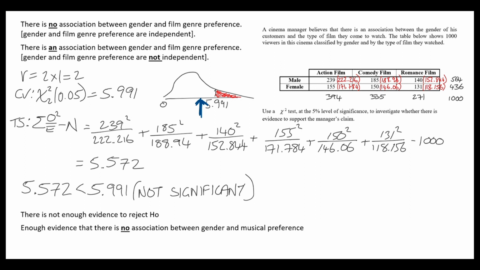This goes against the manager's claim. The manager thought there was a connection between them. The manager thought there was an association between them. Our hypothesis test says different.